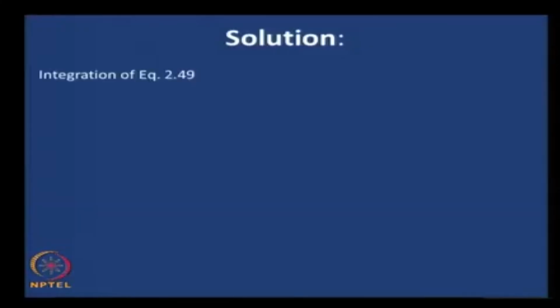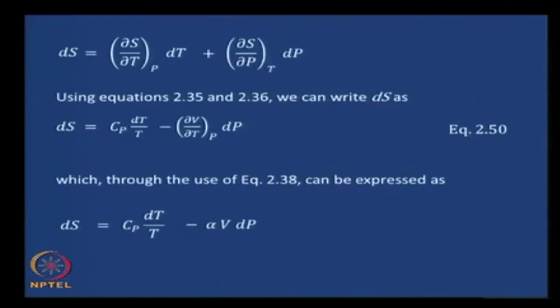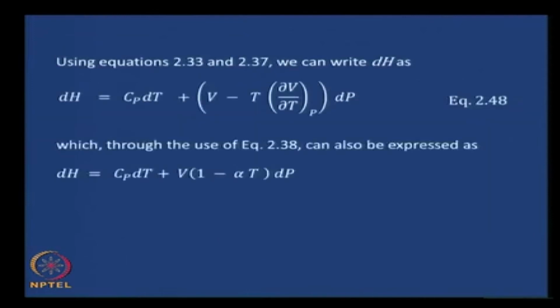Now, let us look at how to go about solving this. I am just going to give you a hint and then I am going to give you another 10 to 15 minutes to work things out. Maybe you should take 15 minutes to figure out how to go about this. If we integrate 249, I hope you recall, you can go back and check what 249 is. dH equals Cp dT plus V into 1 minus alpha times T dP.